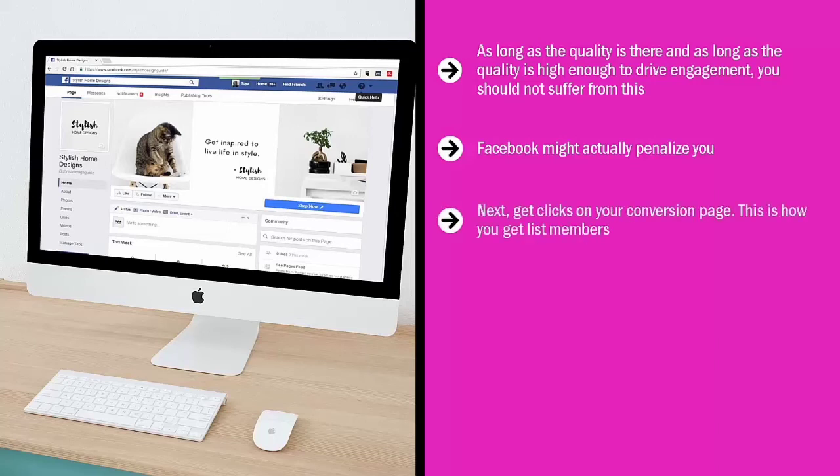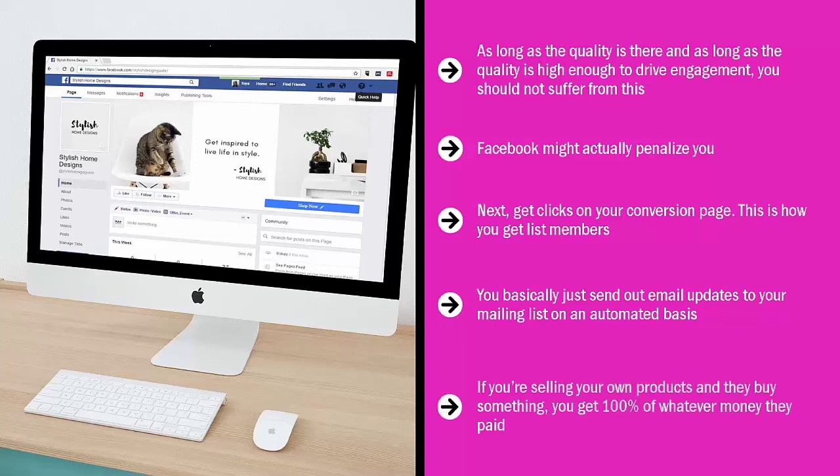Next, get clicks on your conversion page. This is how you get list members. Finally, you auto-publish your email updates and you get conversions passively. That's how you play the game. You basically just send out email updates to your mailing list on an automated basis. That's how you drive traffic to posts with ads, or you get traffic to actual sales pages, and when people buy something from these sales pages, you can get a commission. If you're selling your own products and they buy something, you get 100% of whatever money they paid. Map out your overall Facebook viral strategy using the sequence I described above.